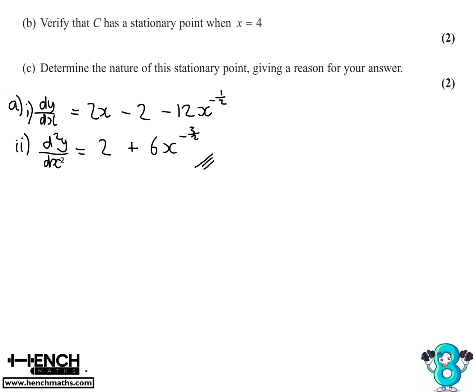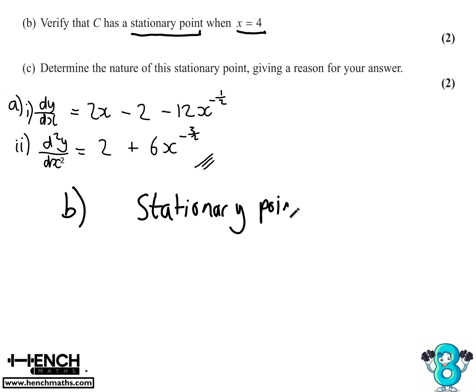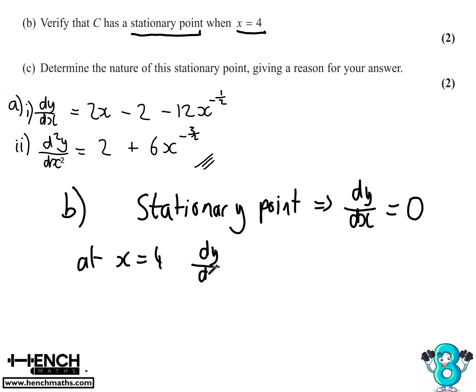In part B, we need to verify that the curve has a stationary point at x equals 4. So let's remind ourselves, a stationary point implies that dy by dx is equal to 0. So what we're going to do is sub x equals 4 into our dy by dx. So at x equals 4, dy by dx is going to equal 2 multiplied by 4, subtract 2, minus 12, 4 to the power of negative half.